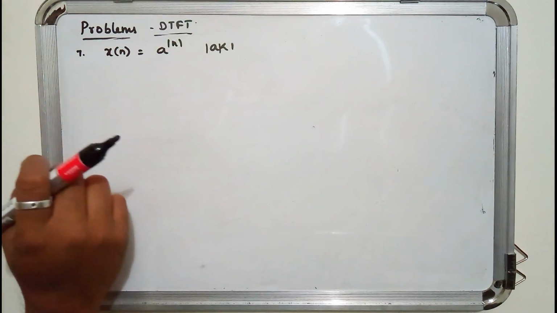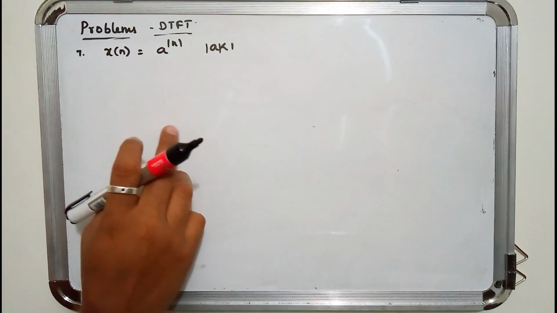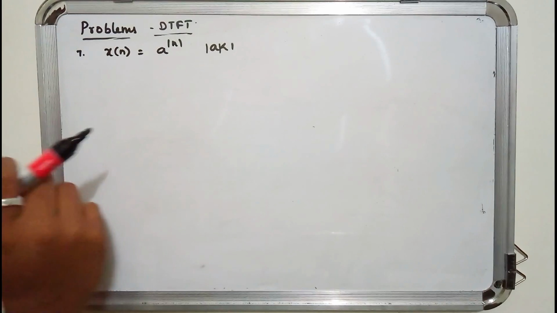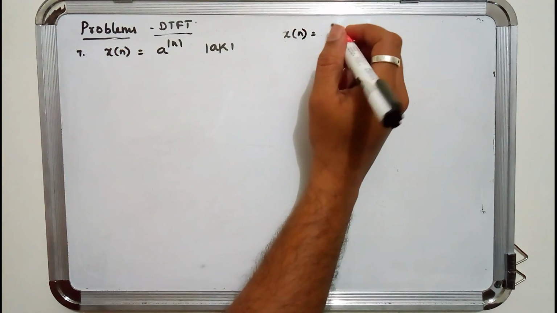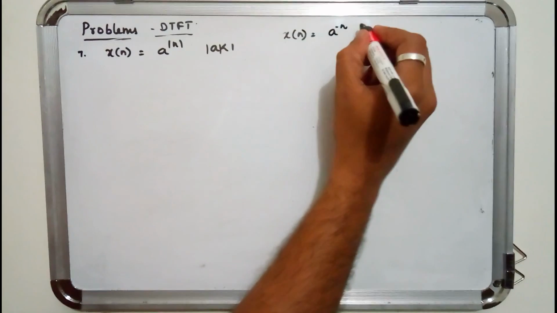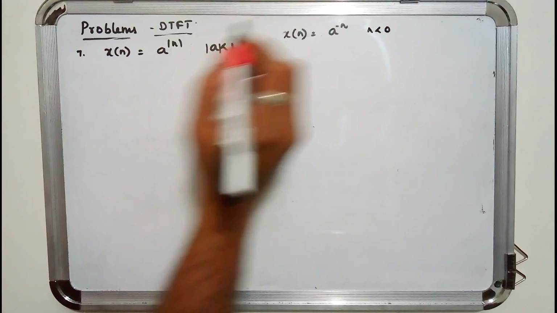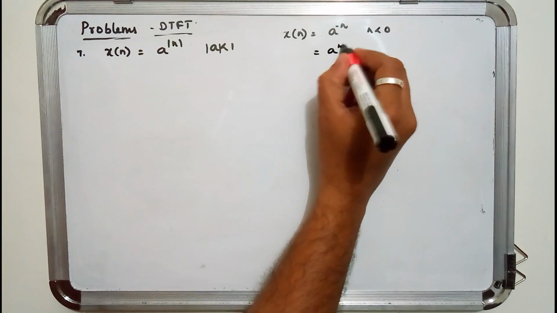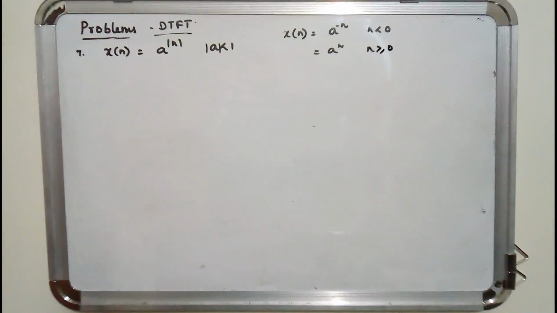So the seventh problem you are given is x of n is equal to a power mod n. Now, how do we define this? x of n is equal to a power minus n for n less than 0, and it is equal to a power n for n greater than or equal to 0. This is how we split the mod function. We know the working of the mod function.